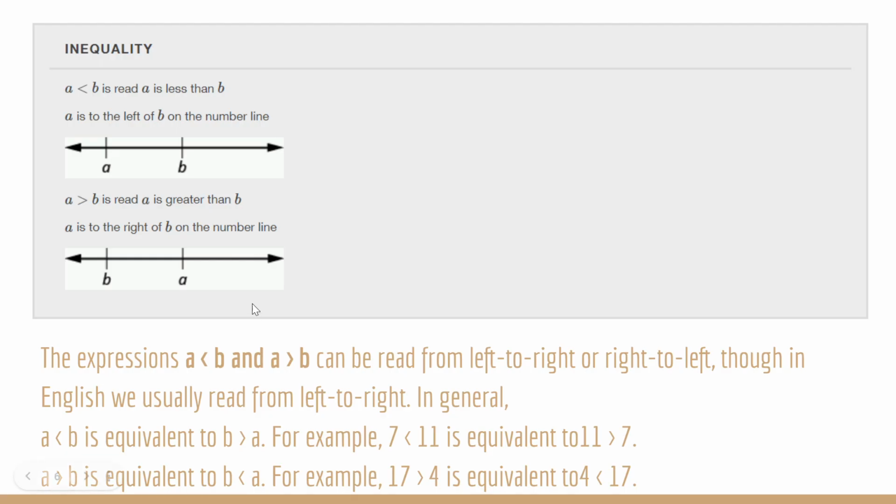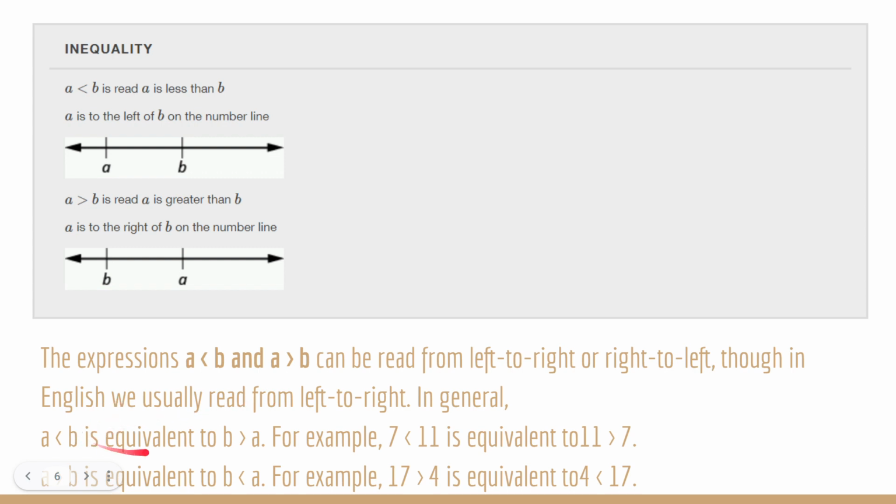Inequality. A less than b is read as a less than b, which we can draw on the number line with a on the left and b on the right. A greater than b has a on the right and b on the left on the number line. The expression a less than b or a greater than b can be read from left to right or right to left. In English, we usually read from left to right.